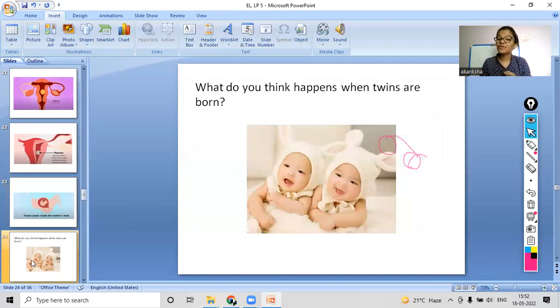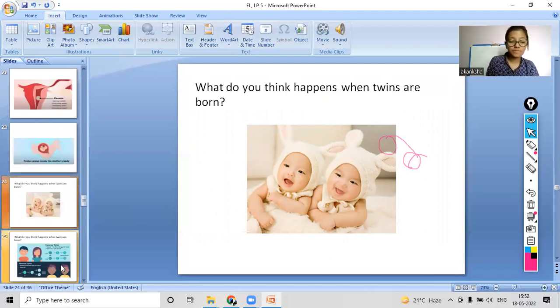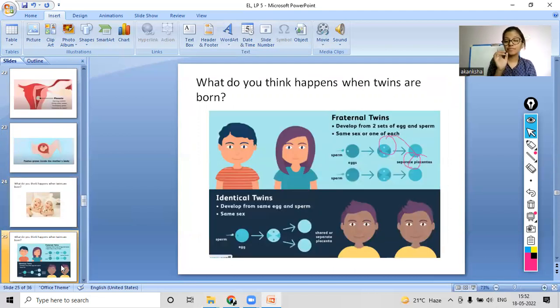What do you think happens when twins are born? The same process happens, right? But now you have to find it in more detail and write in the comment box. I will wait for 5 seconds. You can take this picture, and with the help of this picture, you can answer this question, and then write your answers in the chat box.